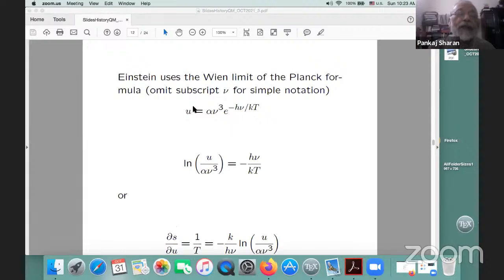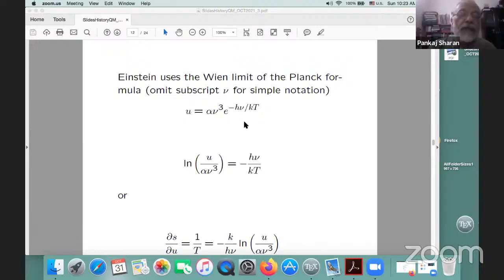Next, Einstein takes the Wien's limit of Planck, and this is important, that he does not take the whole Planck formula, but takes the Wien limit of the Planck formula. And I am omitting this script nu from u, but please remember we are talking about some particular frequency. So the Wien's formula is u proportional to alpha nu cubed e to the power minus h nu by kT. This is the Wien's formula.